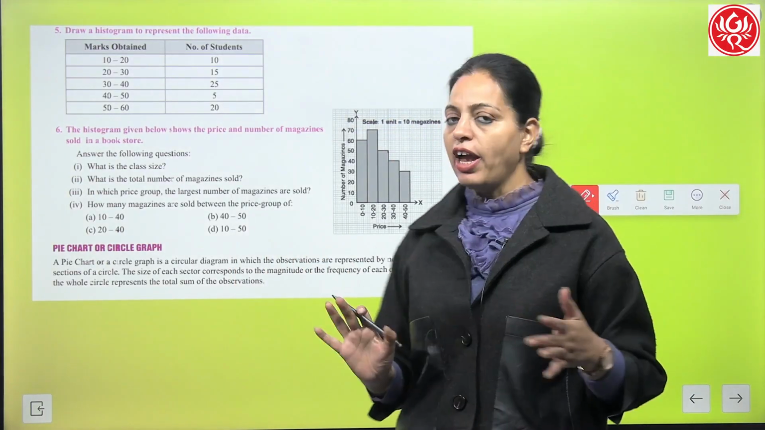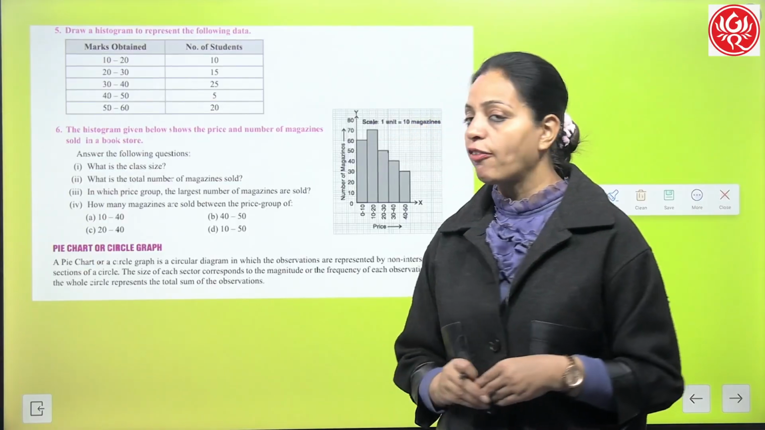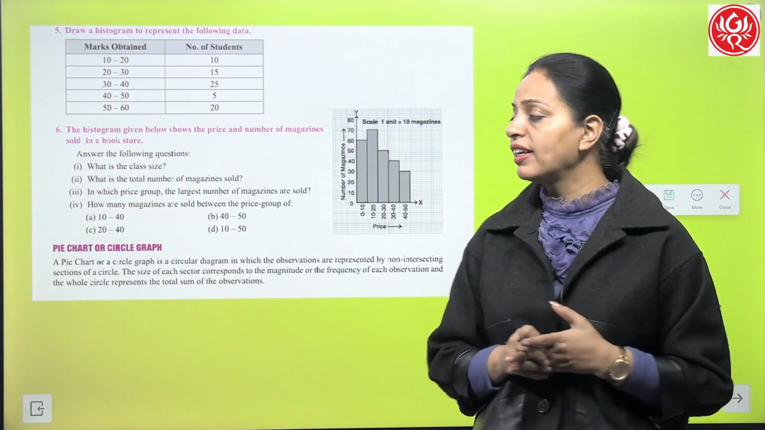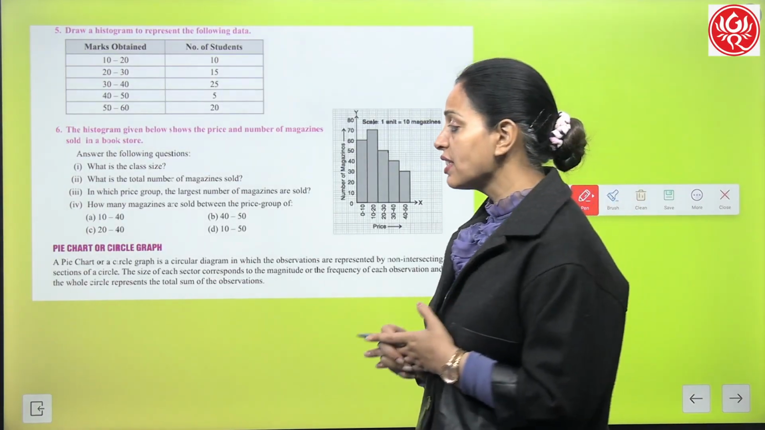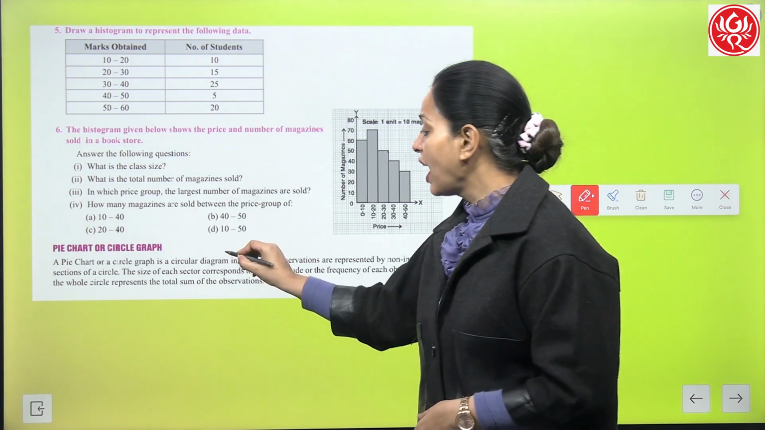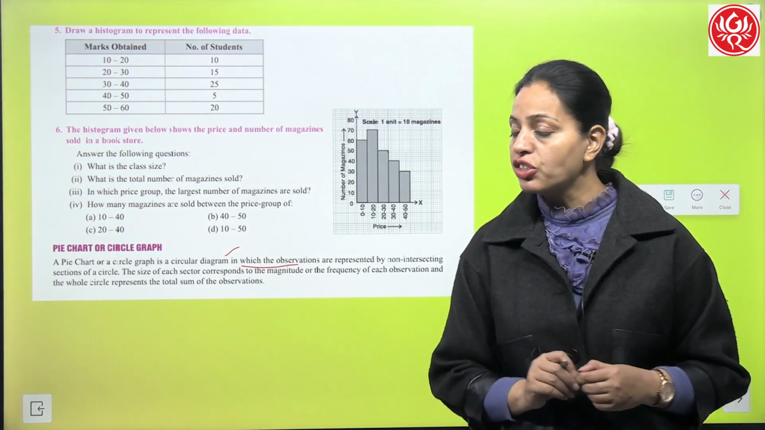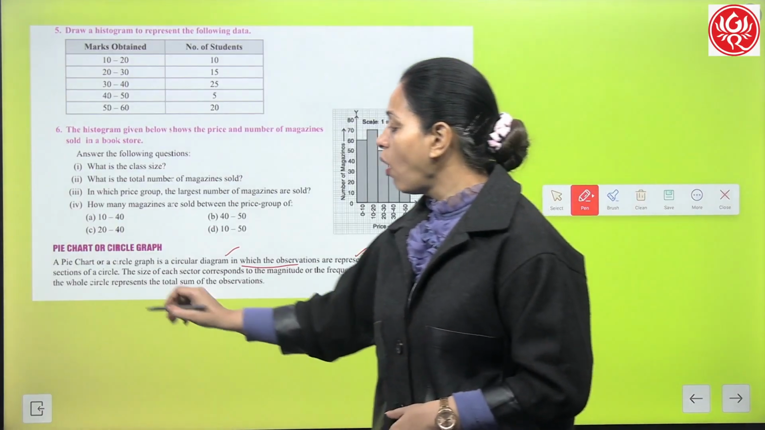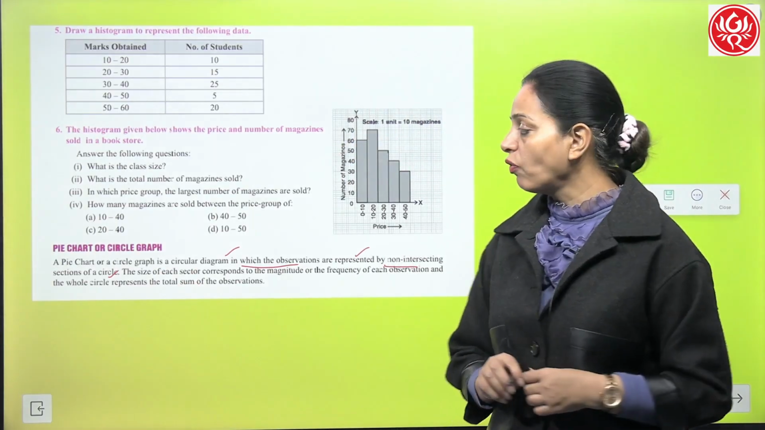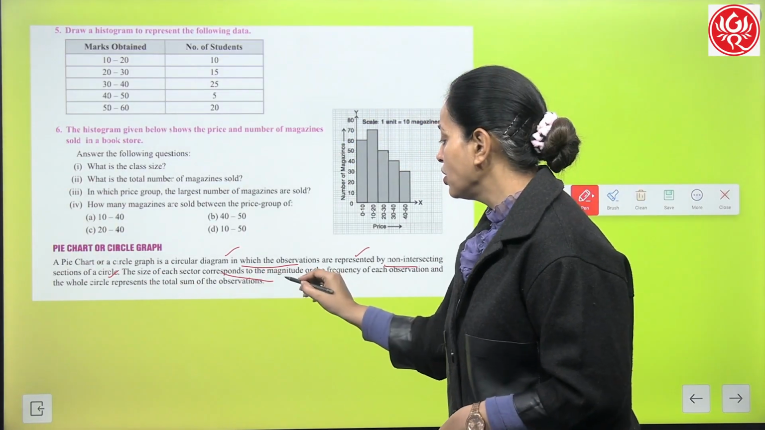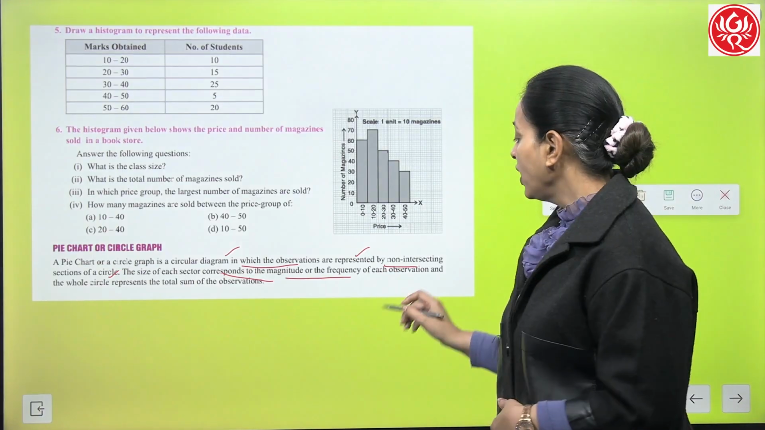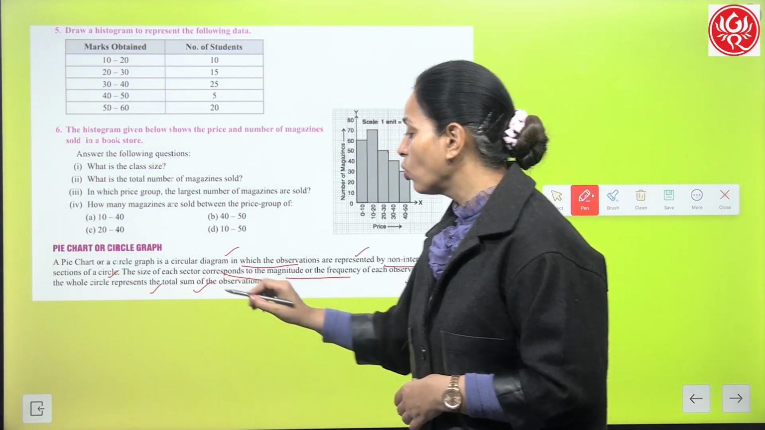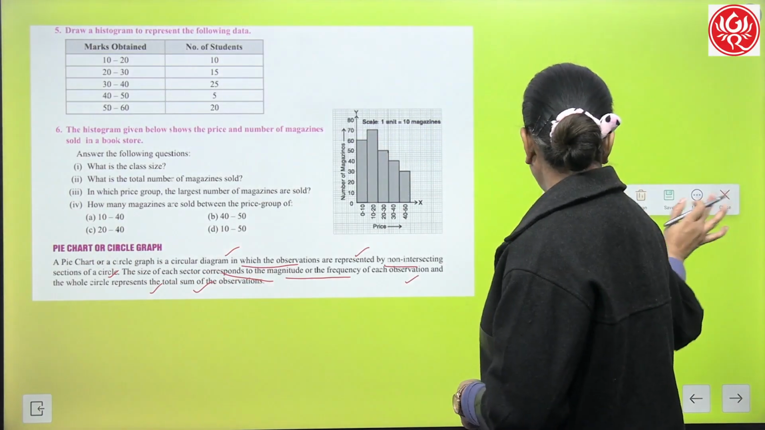Now come to the next, we have the pie chart or circle graph, very important. A pie chart or a circle graph is a circular diagram in which the observations are represented by non-intersecting sections of a circle. The size of each sector corresponds to the magnitude or the frequency of each observation, and the whole circle represents the total sum of the observations.